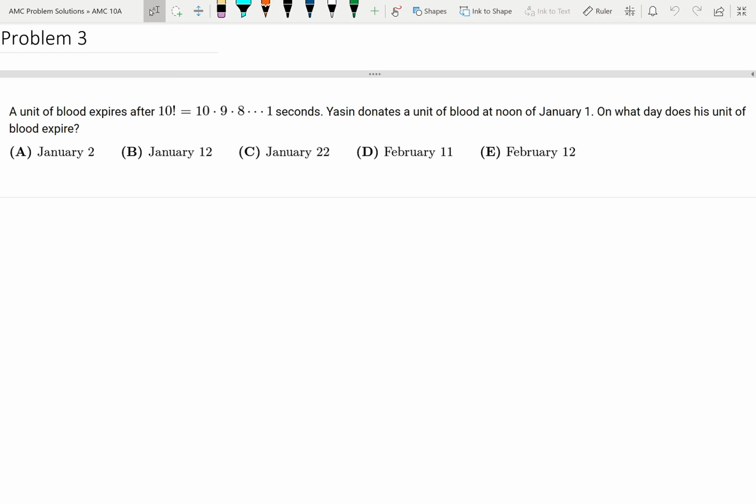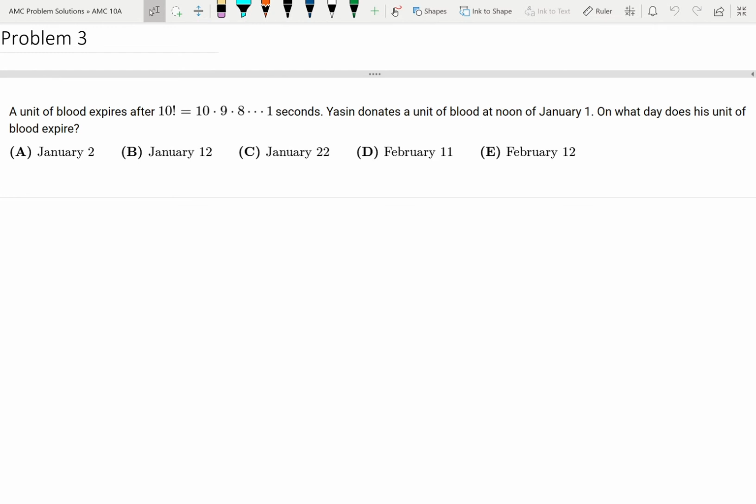A unit of blood expires after 10 factorial seconds. Yasin donates a unit of blood at noon of January 1st. On what day does his unit of blood expire?